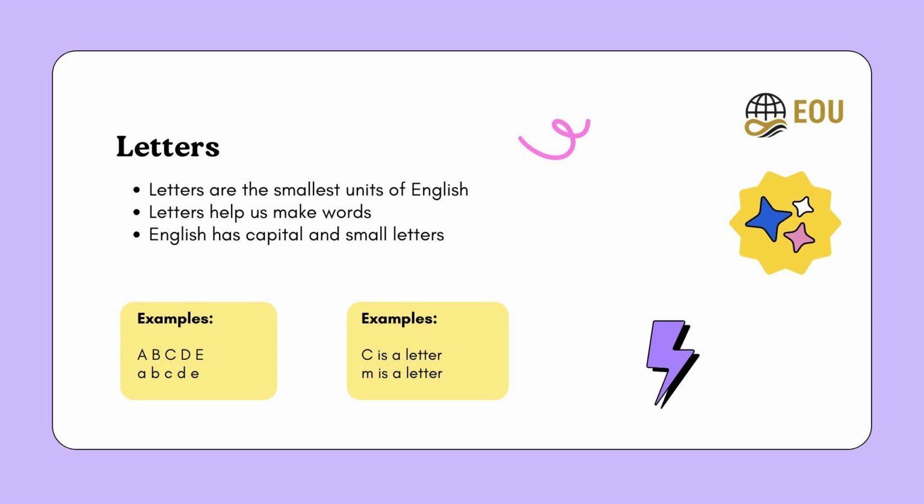Now let's learn about letters. Letters are the smallest units of English. Letters help us make words, and English has capital and small letters. Look at these examples: A, B, C, D, E, and a, b, c, d, e. Also, K is a letter. M is a letter. Interesting, right? Can you tell me one letter you know?